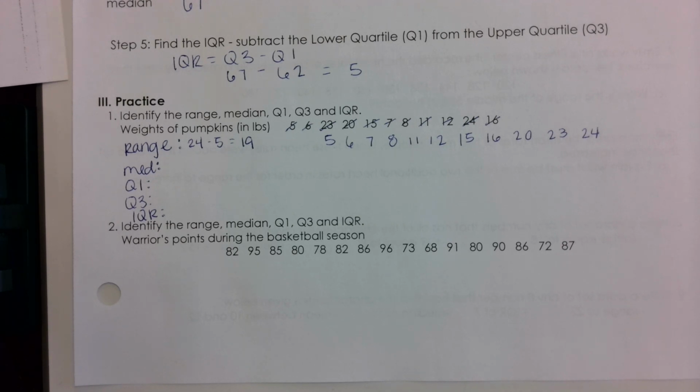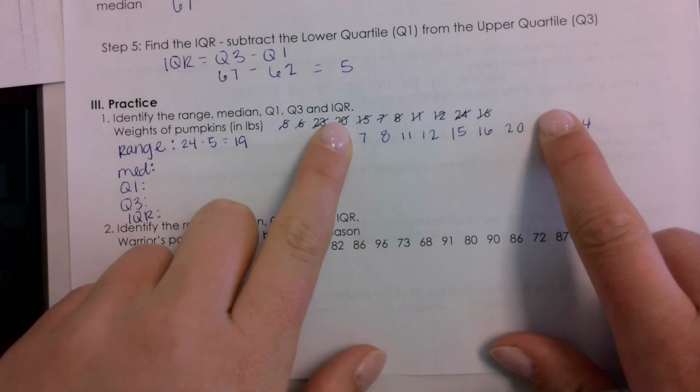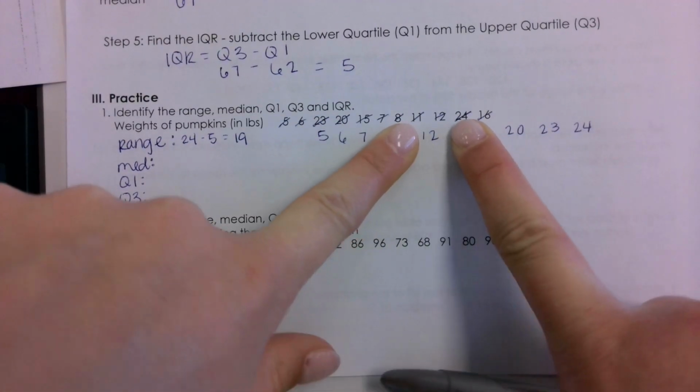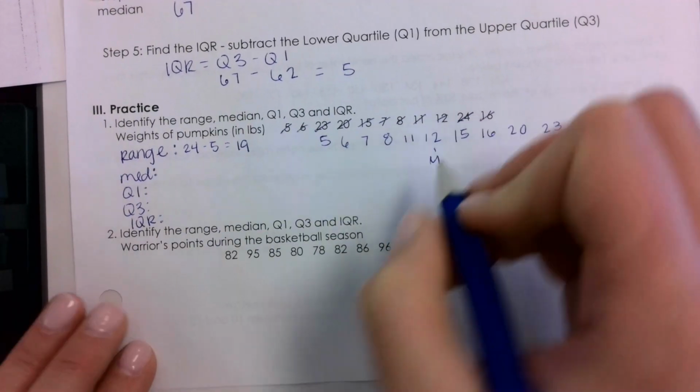So once we've got them in order from least to greatest, how are we going to find our median? Mark out until you get to the middle. Yeah? So 5 and 24 will go together. Those two go together. Those go together. Those go together. Those go together. What's in the middle? 12. So I'm going to go ahead and mark that on here as our median.